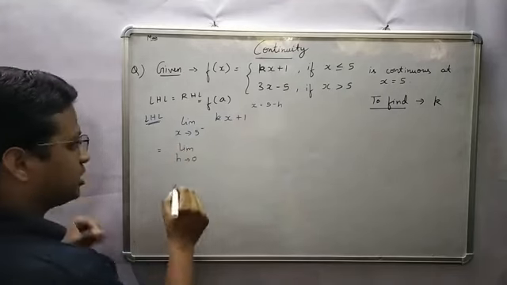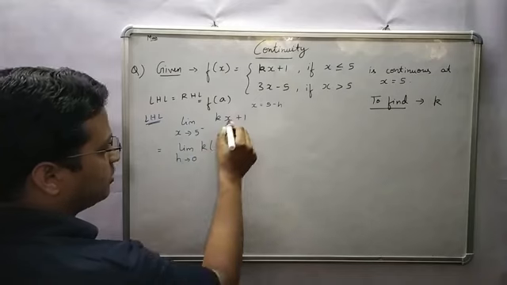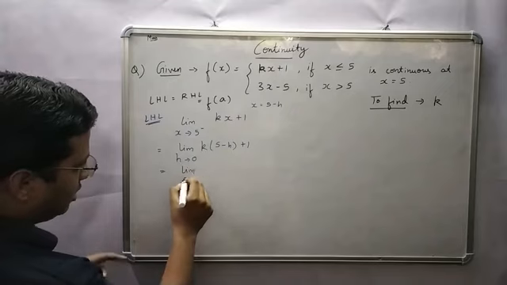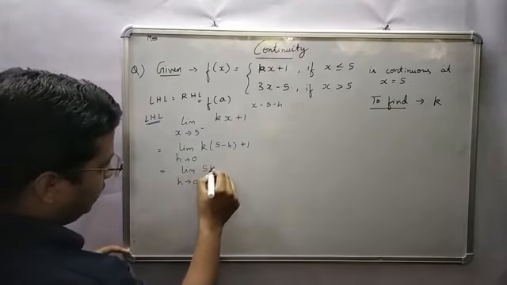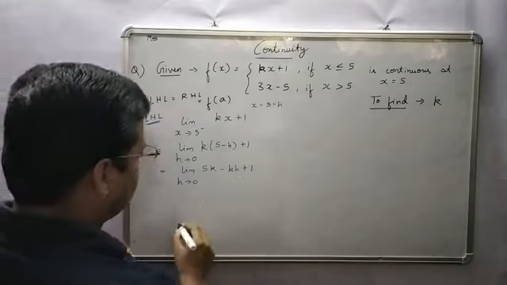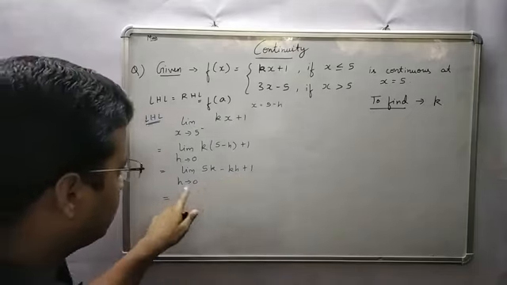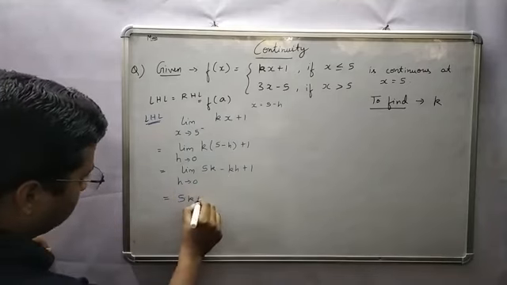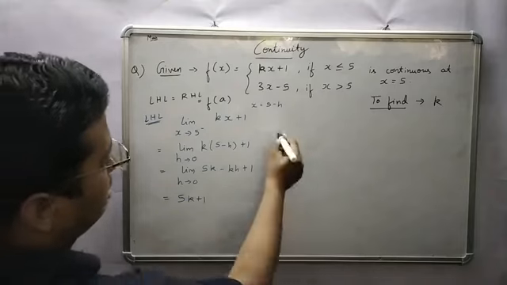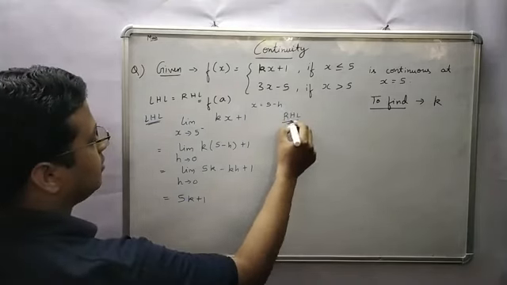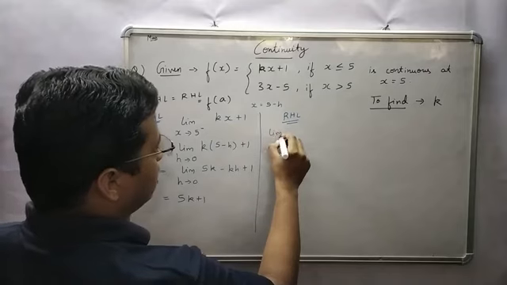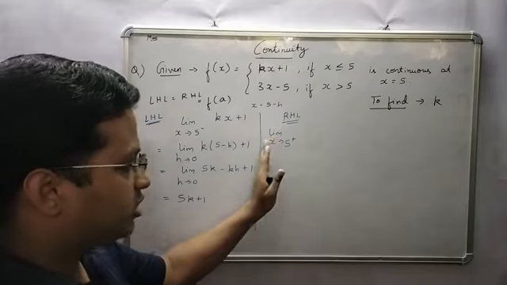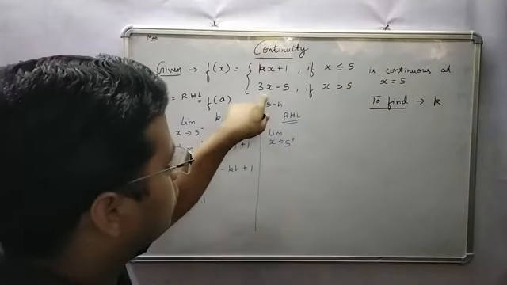This will become limit h tends to 0, k in place of x, 5 minus h plus 1. So limit h tends to 0, 5k minus kh plus 1. Now if we substitute h is equal to 0 here, this will become 0 and we will get 5k plus 1. This is the value of LHL. Let us find RHL. RHL will be limit x tends to 5 plus, and if x is greater than 5 means to the right of 5, we have to use this function.